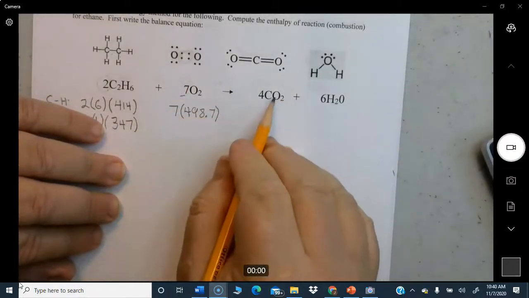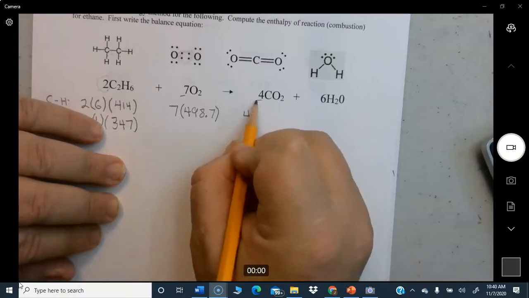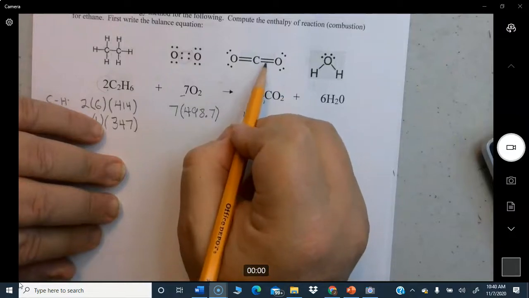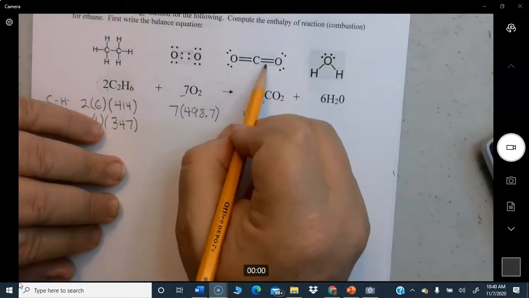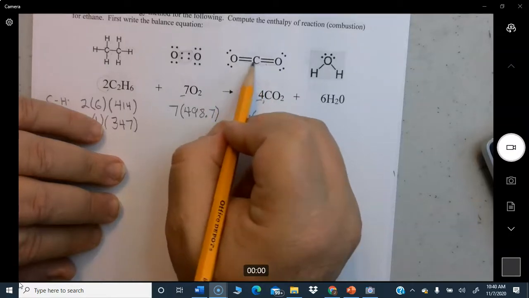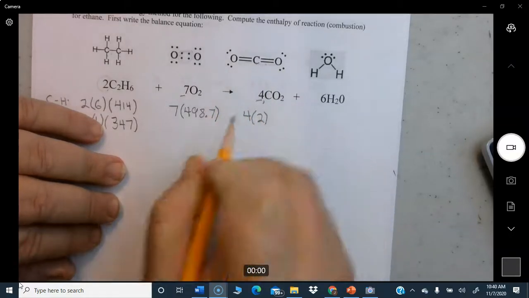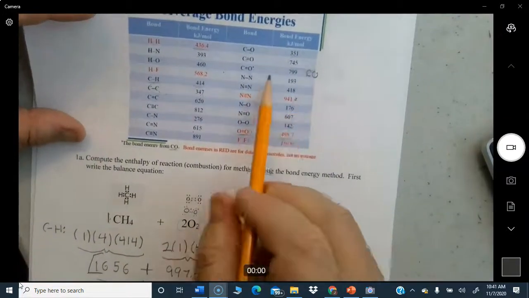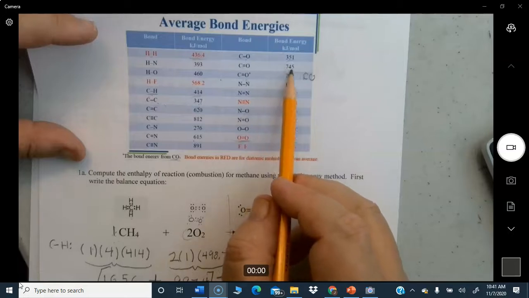Okay, now we come over here, and we have 4 molecules right there, and each molecule has 2 carbon-oxygen double bonds. There's a carbon-oxygen double bond, and there's a carbon-oxygen double bond. So 4 molecules, each one has 2 of those, and then we go look at the energy for carbon-oxygen double bonds. We did that one before. It's not the 799, it is the 745 right there.